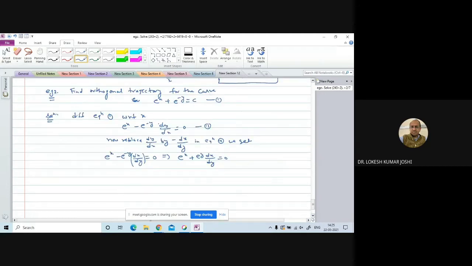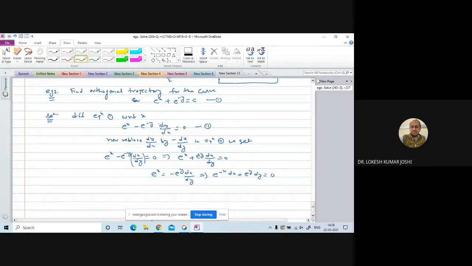Now we have a differential equation. We can use variable separable, and if we use variable separable, what will happen? Let us check. This one will become e to the power x equals minus e to the power minus y dx/dy. Therefore, we can write this equation as e to the power minus x dx plus e to the power y dy equals 0.